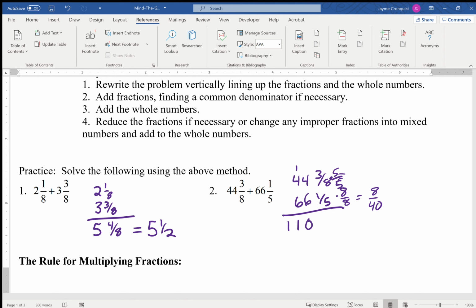And I apologize. There we go. Sorry. 3 times 5 is 15. So this becomes 15 over 40. So now I can add those. 15 plus 8 is 23. 23/40ths. It's not greater than 1. So we are fine. That is our final answer. And we cannot simplify that 23/40ths.